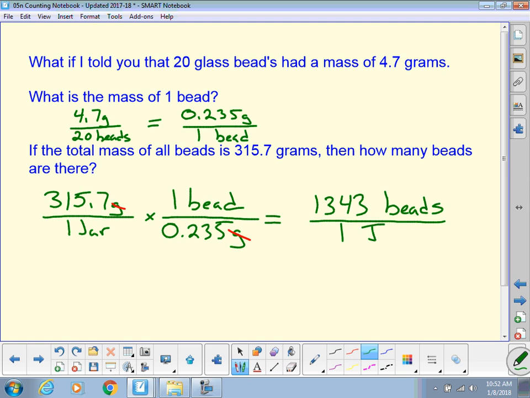in the jar. So by measuring the mass of just 20 beads and knowing the total mass of all the beads in the jar, we were able to get a count for how many beads were in the jar without having to sit down and count out all 1,343 beads that are in that jar.